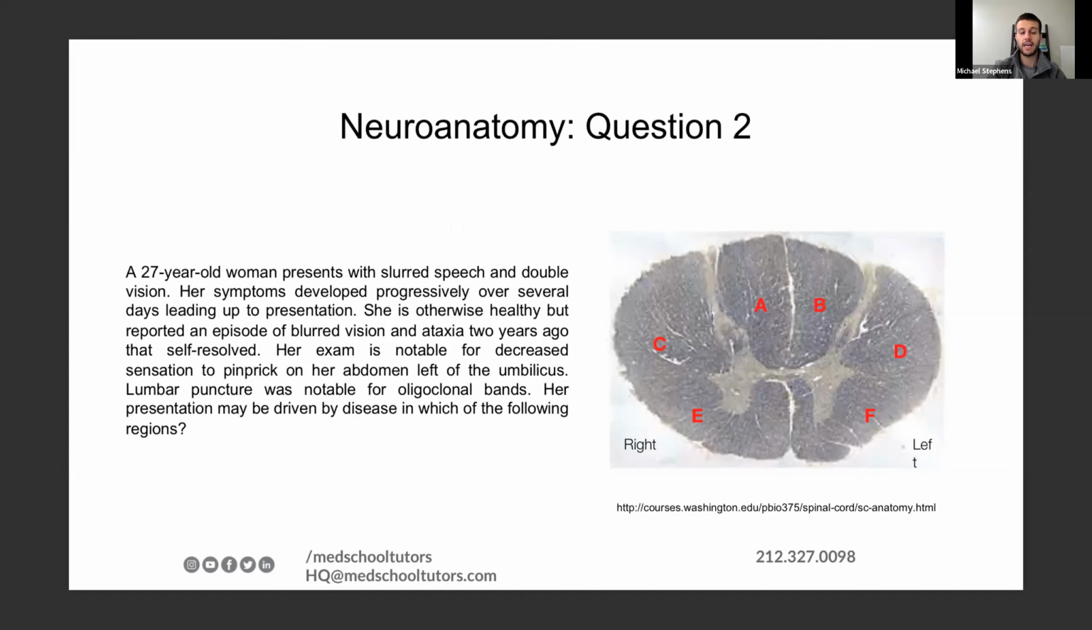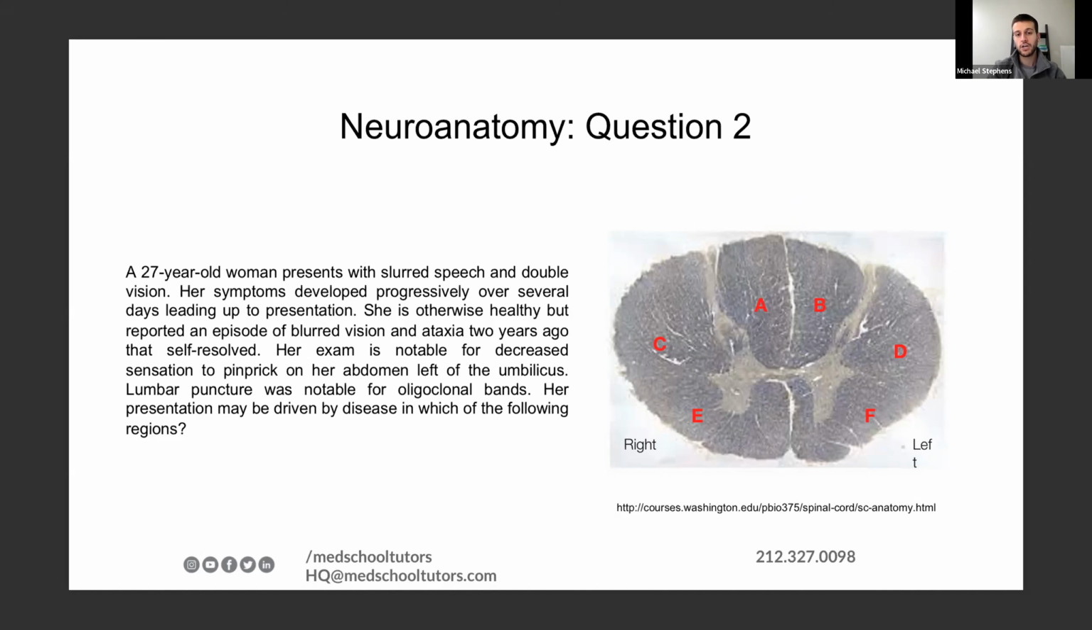And so we have a 27-year-old woman who presents with slurred speech and double vision. Her symptoms developed progressively over several days leading up to presentation. She's otherwise healthy, but reported an episode of blurred vision and ataxia 2 years ago that self-resolved. Her exam is notable for decreased sensation of pinprick on her abdomen left of the umbilicus. Her lumbar puncture is notable for oligoclonal bands. So what do you guys think is going on here? What diagnosis does this make you think of?